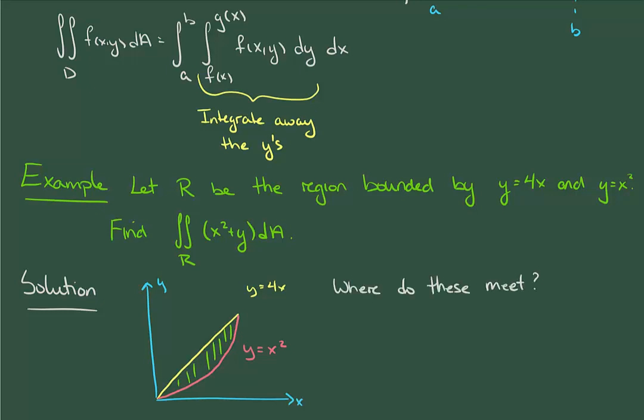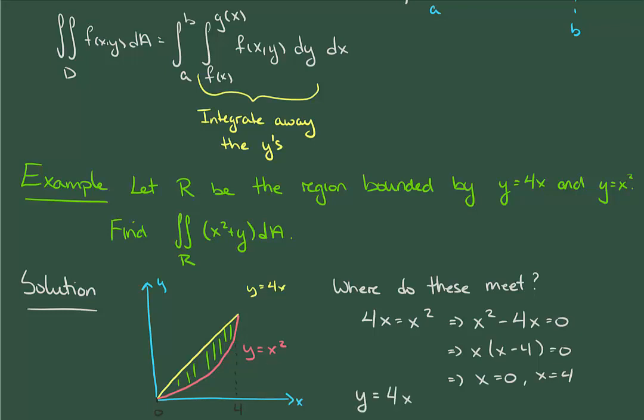Let's figure out where these two things intersect. In order to do this, of course, I'm going to set 4x to be equal to x squared. We're going to just grind out some algebra here and find that x is 0 and x is 4. So let's label those points onto our graph. We also want to know where the y's go between. So using the fact that y is 4x, we get y is 0 and y is 16. So let's put those down as well.